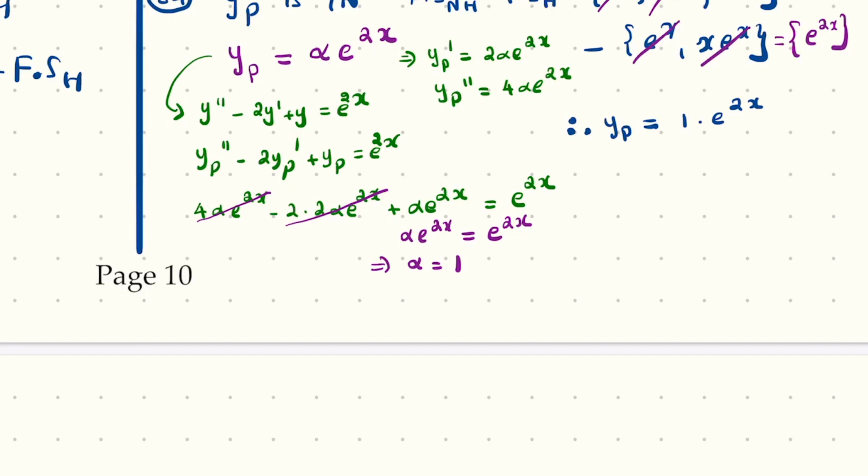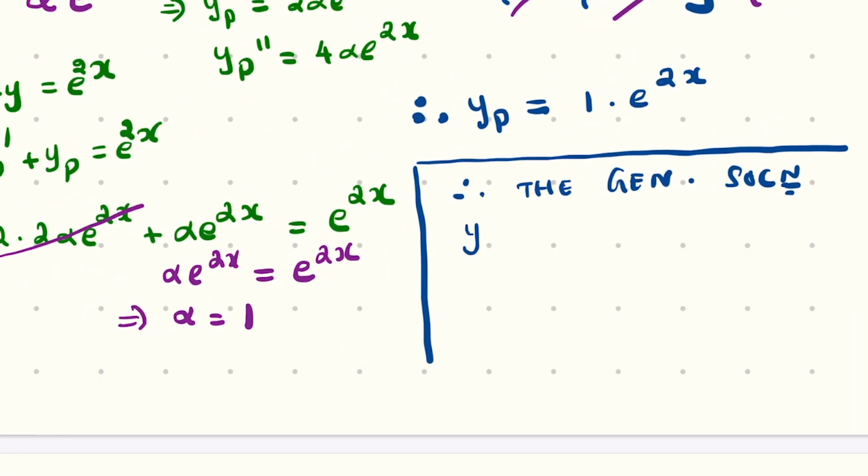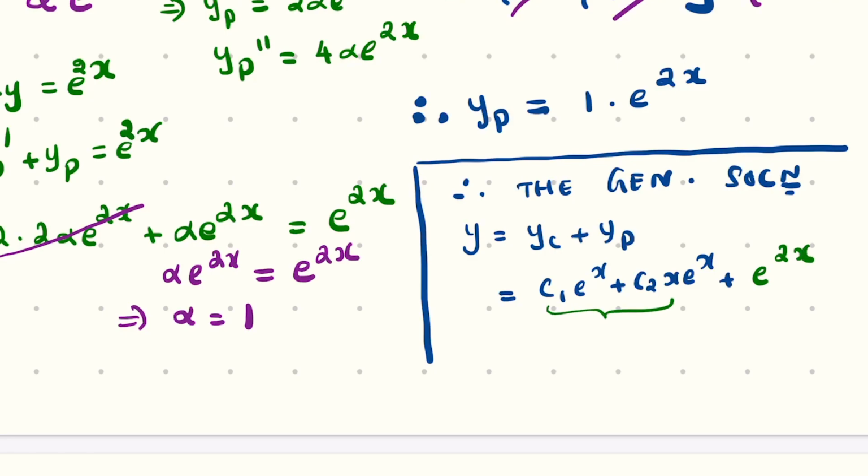I got my yp and I got my yc, and so therefore, ladies and gentlemen, the general solution is going to be, as I said earlier, y is equal to yc plus yp, and this yc is c1 e to the x plus c2 x e to the x, and the yp is what I got, e to the 2x. So this is your yc, and this is your yp, and that's how you find the solution to the non-homogeneous differential equation.